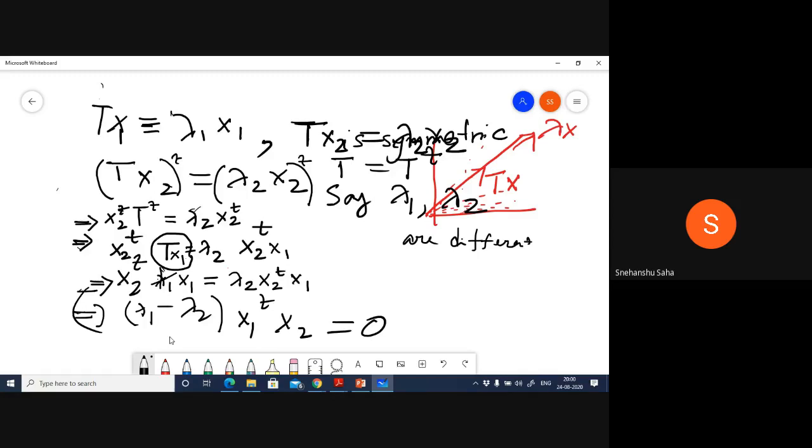So what does that imply? This implies that the only possibility is that x1 transpose x2 equals 0. What do we know about this? We also know this x1 transpose x2 is nothing but the inner product of x1 and x2.